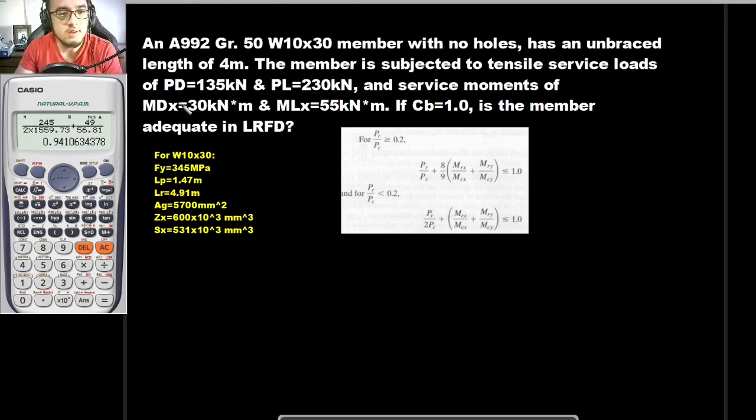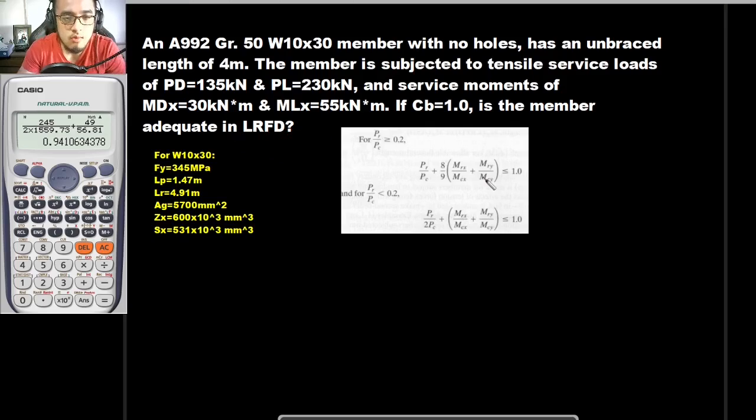And for the flexural moments, these would be its service moments: 30 kilonewton meters for the dead load and 55 kilonewton meters for live load. And if our CB or our magnification factor is equal to 1, is the member adequate in LRFD? So this time we would be solving for LRFD.